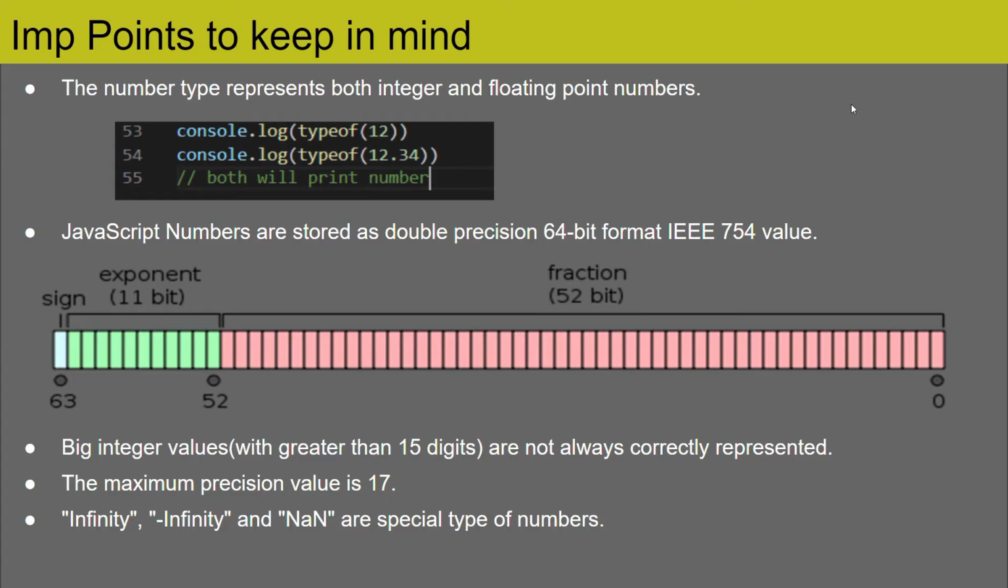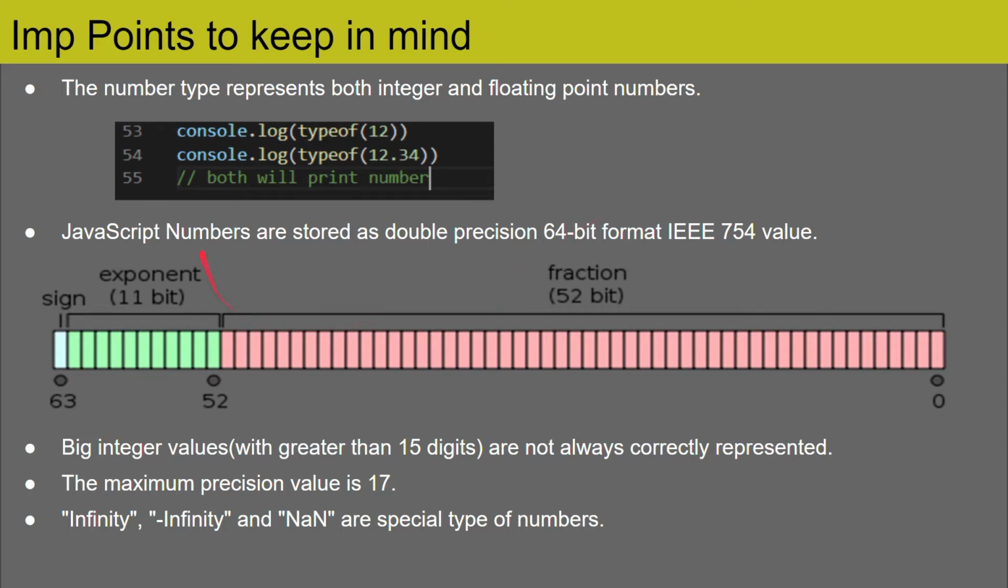So there are a few important points you'll have to keep in mind while using the number data type. The first point here is that the number type represents both integer and floating point numbers. So there is no separate data type for representing floating point numbers in JavaScript. The number data type itself is used to represent both integer values as well as floating point values.